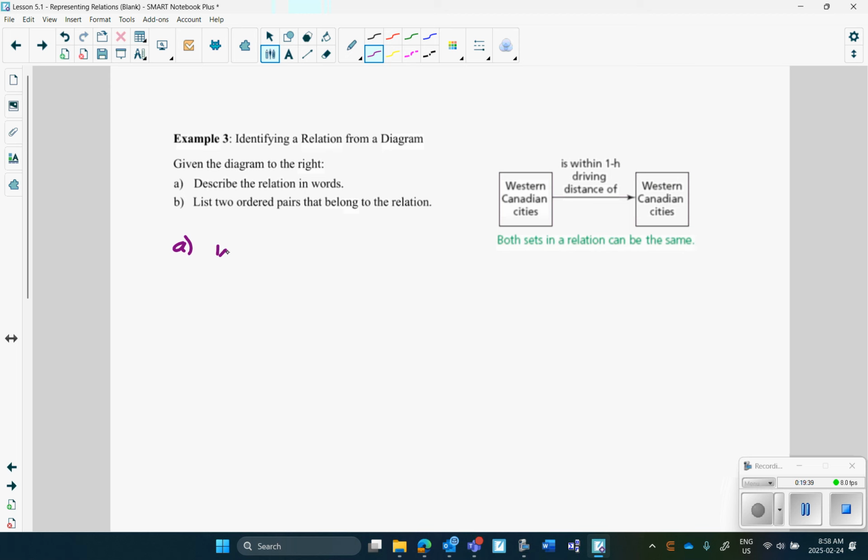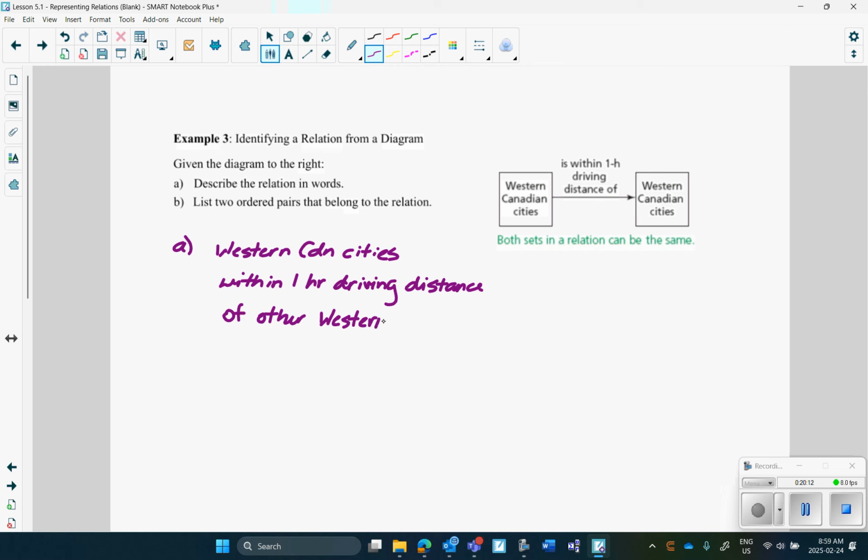So we would say Western Canadian cities within one hour driving distance of other Western Canadian cities. Obviously, we don't want to have an ordered pair that has the same city listed in it. That really doesn't make any sense.